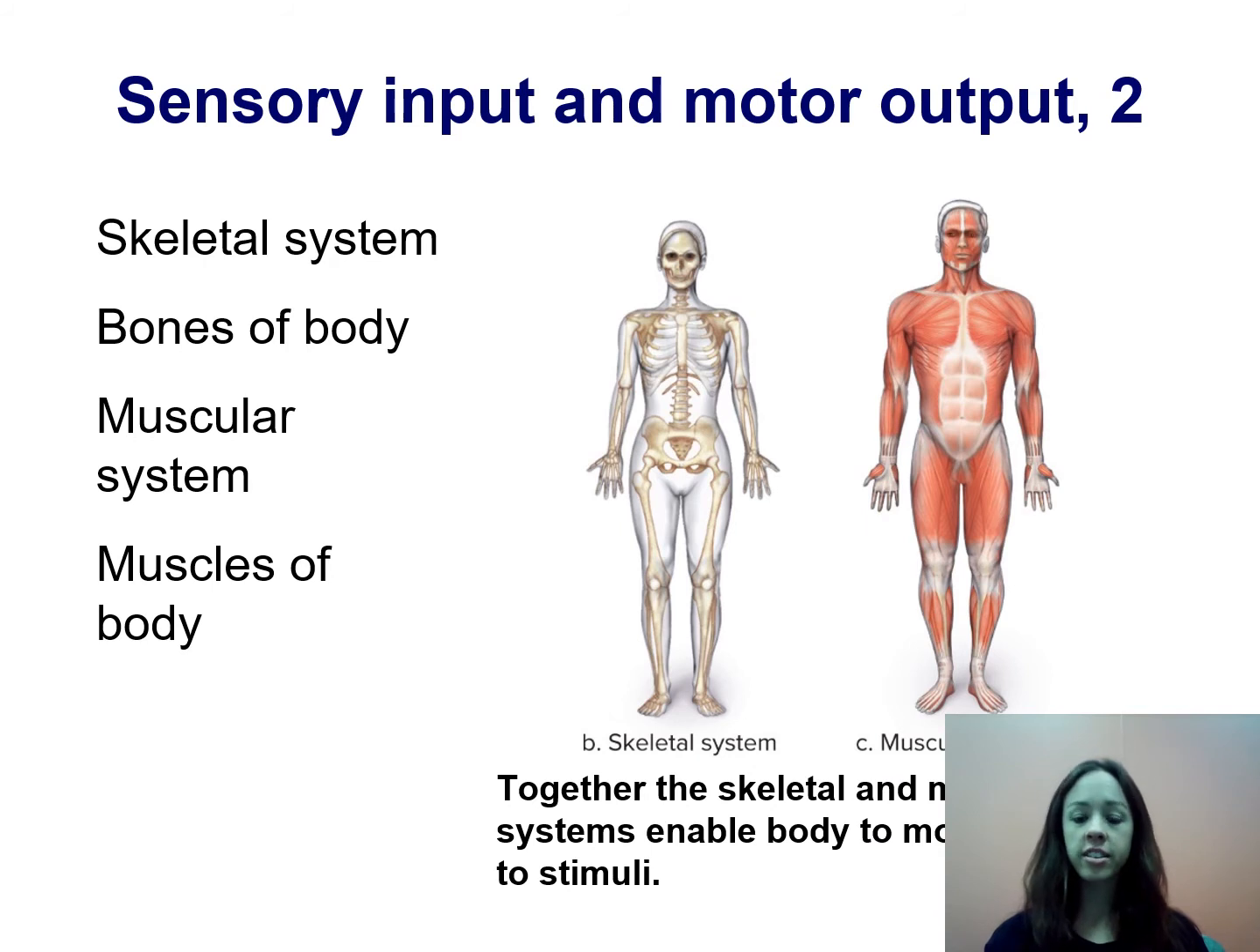The skeletal system consists of all your bones, while the muscular system consists of all your muscles. These two systems work together to provide movement to your body based on the signals it receives from the nervous system. These two systems are also responsible for providing structural support to your body.